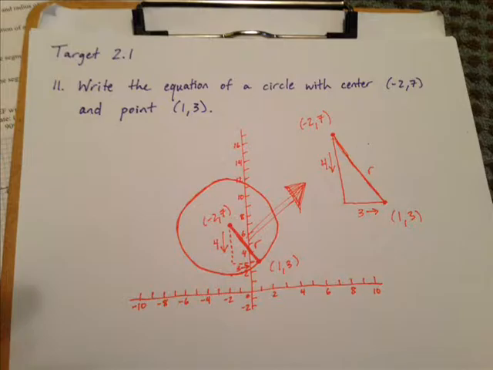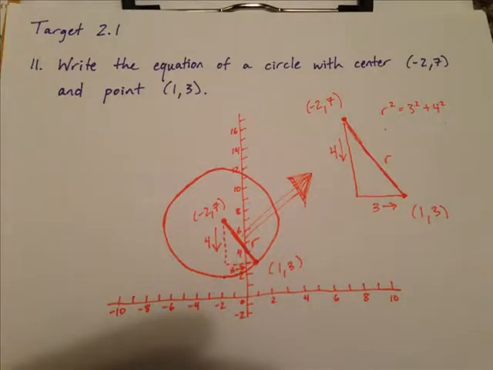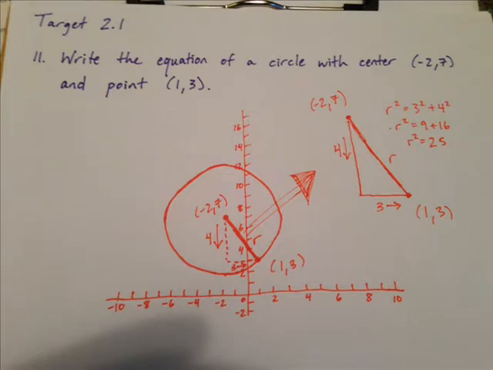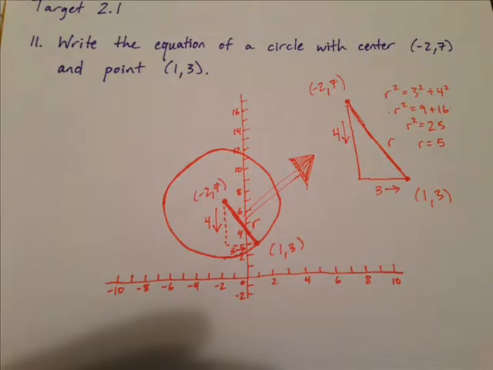So I know that the radius squared has to equal 3 squared plus 4 squared. Well, 3 squared is 9, 4 squared is 16, and if I add those up, I get 25. So if you take the square root of r squared to get r by itself, then you get the radius has to equal 5, because the square root of 25 is 5.